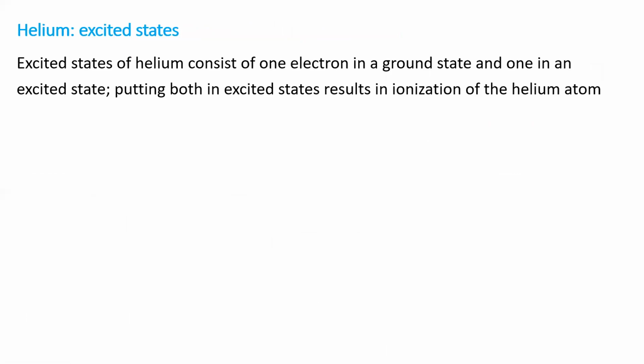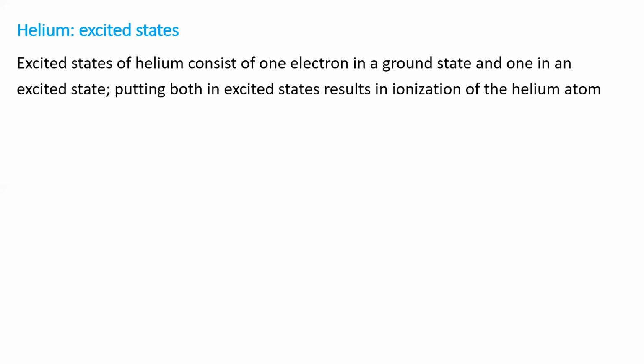Okay, what about the excited states for helium? So the excited states for helium consist of putting 1 electron in a ground state and 1 electron in an excited state. Now you might say, why can't you put both in excited states? Well, if you do that, one of the electrons in the excited states will jump down to the ground state and give off energy, and that will actually bump the other electron in the excited state out of the helium atom, resulting in ionization of the helium atom.